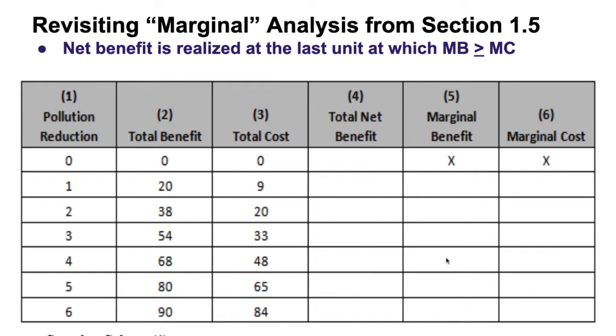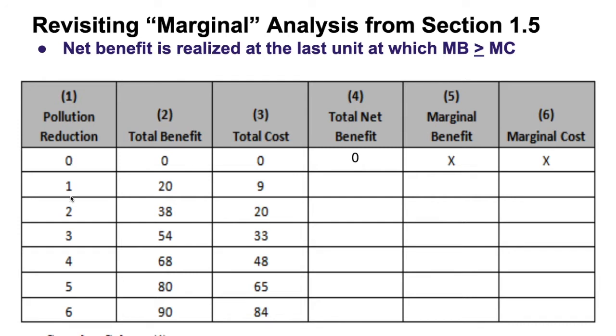Yesterday, we learned about marginal analysis for the first time. And you learned about this thing called the marginal principle that says that the net benefit of any activity is realized at the last unit at which the marginal benefit of that activity is greater than or ideally equal to the marginal cost. We want to do something up until the point that we're not getting anything out of it anymore. If we continue beyond that point, we're going to lose. So we want to stop before that happens.